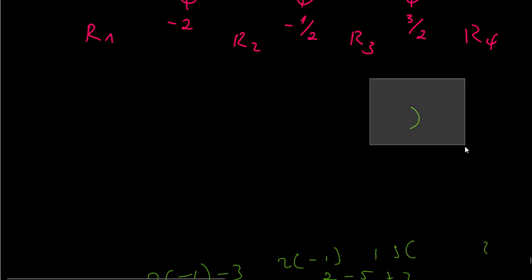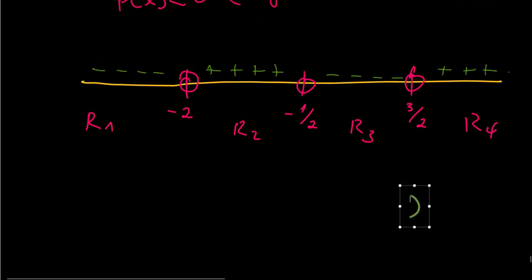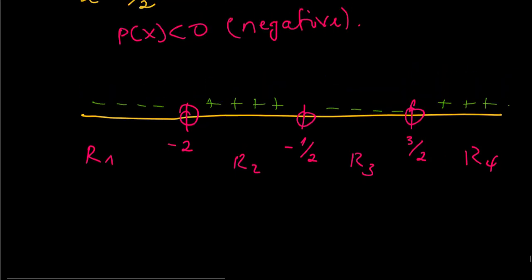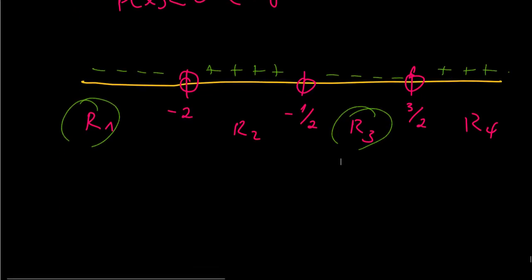Let me clean this. Okay, so from here we can now state our solution set. The solution set, we are looking for the region that is negative. So the region that is negative, we have region 1, we have region 3. So how do we now state it?